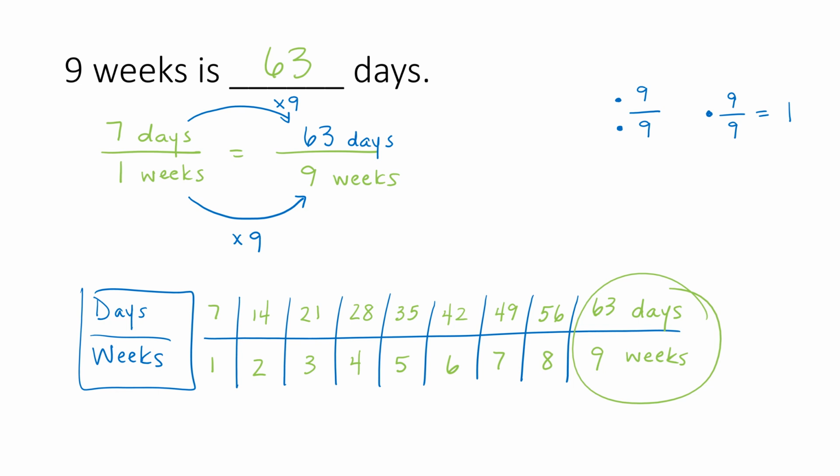And just a note about this ratio table, all I did was count by 7s because I know there are 7 days per week. So for 2 weeks, that's twice the number of days. 7 times 2 is 14, and so on.